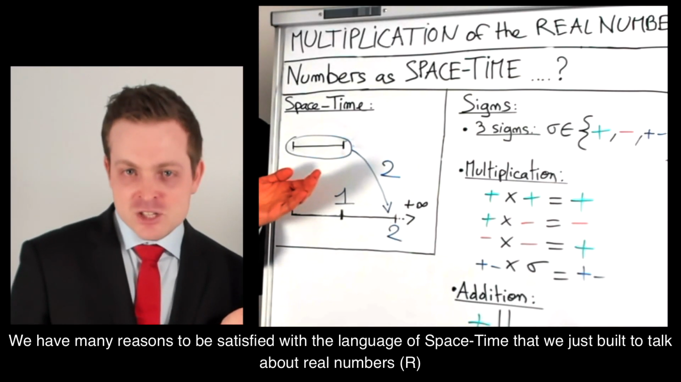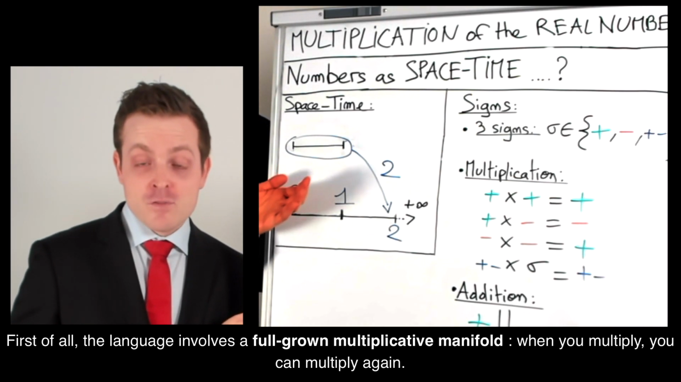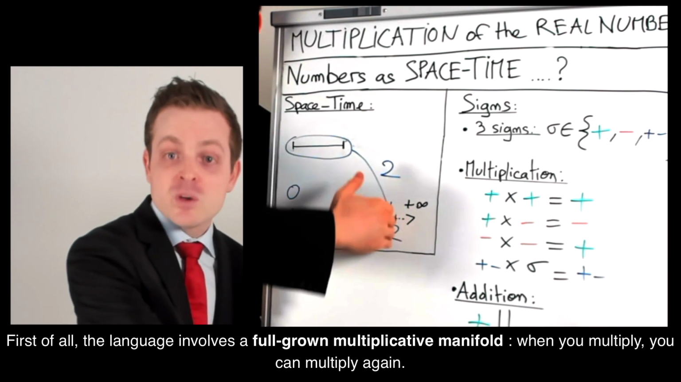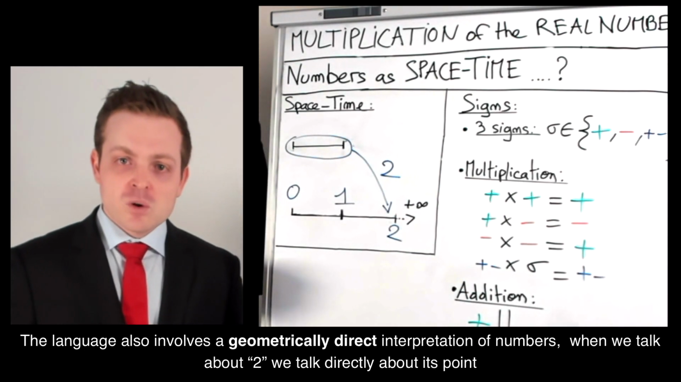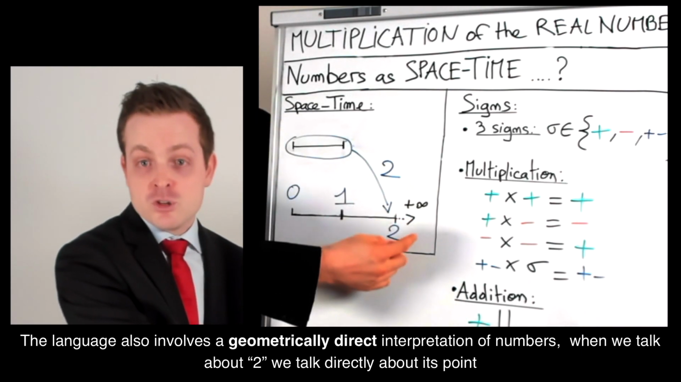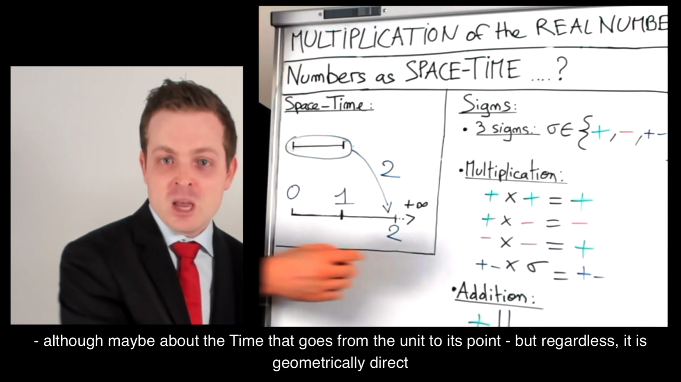We have many reasons to be satisfied with the language of spacetime that we just built to talk about real numbers. First of all, it involves a full-grown multiplicative manifold. When you multiply, you can multiply again. It also involves a geometrically direct interpretation of numbers. When we talk about the number 2, we talk directly about this point, or maybe about the time that goes from the unit to this point. But it is geometrically direct.